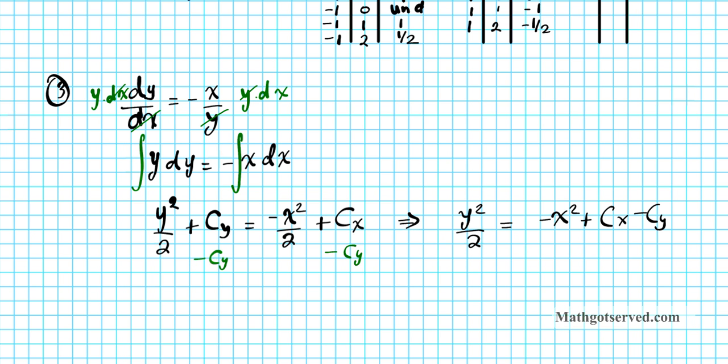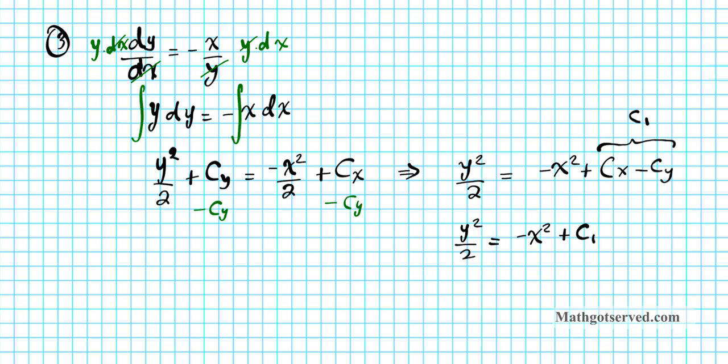Now this constant for the x minus the constant for the y, we can just call it C1, okay? These two, I can just call it C1. And then we can look for what that constant value is. So now we're going to have y squared over 2 equals negative x squared plus some constant C1. Well, why did we call it C1? Well, by combining them together, we can find out what the exact value is.